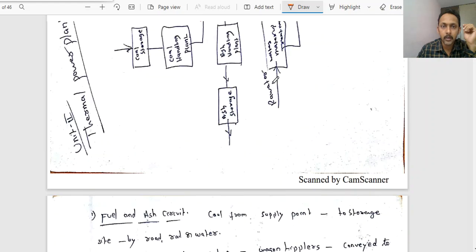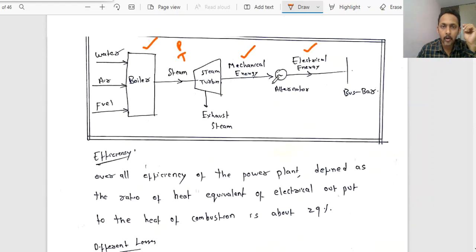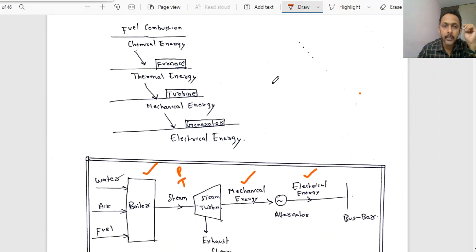Dear students, in our previous video we discussed hydro power plants. Similarly, here in thermal power plants, with the help of fuel combustion, the chemical energy associated with the fuel is converted into thermal energy. Now the thermal energy is converted into mechanical energy. Finally, the mechanical energy is converted into electrical energy. So this is what is to be achieved.